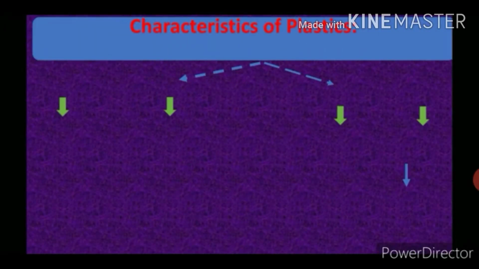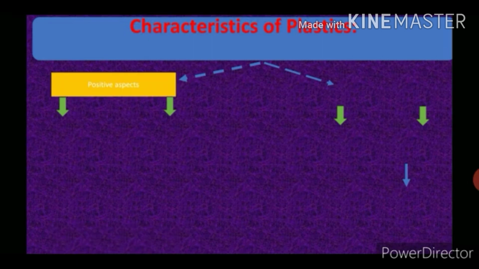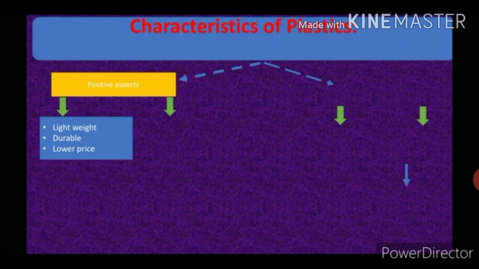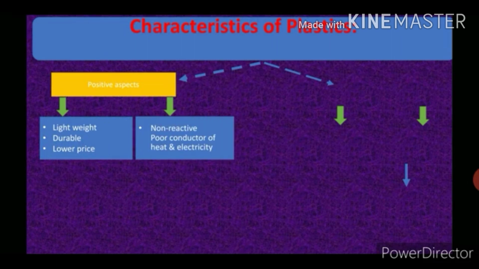Now, moving to characteristics of plastics, and I have divided these characteristics into two aspects. Positive aspects. Plastics are light-weighted. Plastic is durable. Plastic is available at lower price.